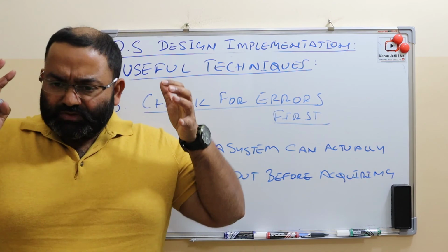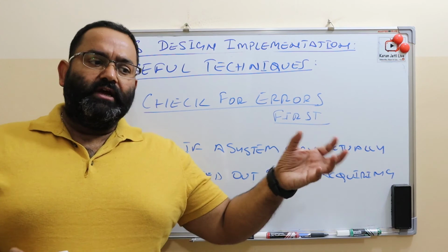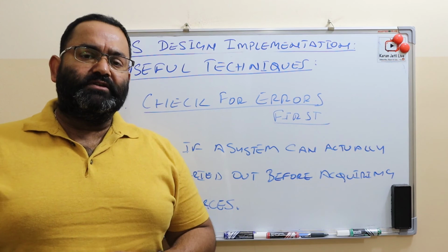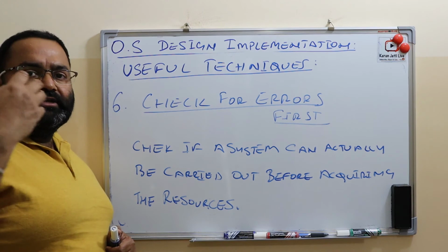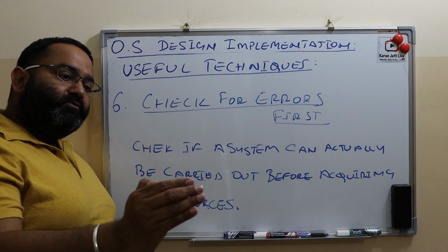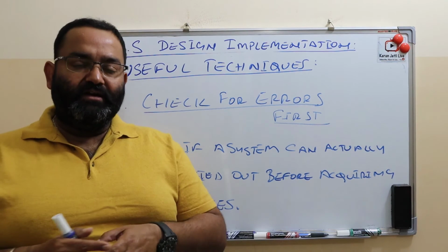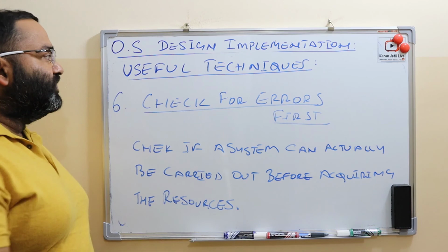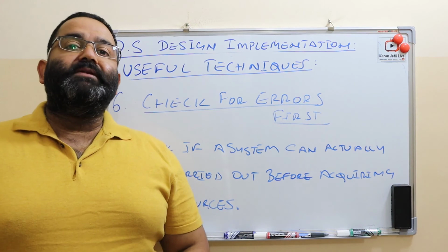If it is not possible to allocate all those 5 resources, then we do not run this system call at all, so that those resources are not blocked. They can be given to some other system calls which may require them. So what do we call it? We call it check for errors first. Before we actually run the call, we should test whether it can actually be performed or not. If it can be performed, then we continue with it. If it cannot be performed, then we return an error code, meaning this call cannot be completed, and why, because of this error code. So guys, this was the last useful technique which we may follow while implementing an operating system.